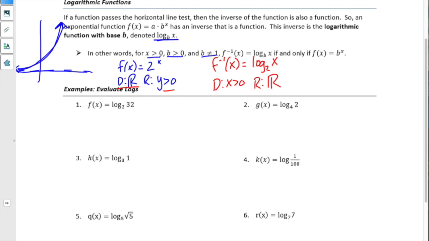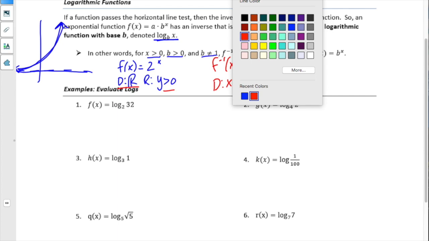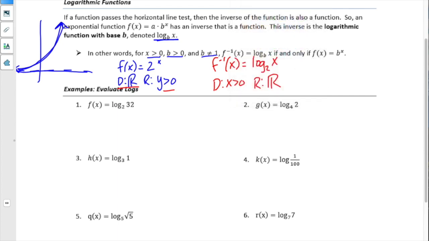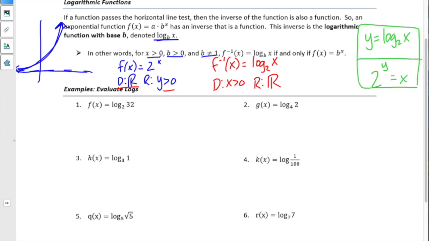Now, what's really, really important for you to know in this section is what I'm about to put way over here. So we have y equals log base 2 of x is the exact same thing as having 2 to the y power equals x. These two things are interchangeable. One is in log form and one is in exponential form. If you can figure out how to switch from one form to the other, that's going to make this entire chapter really, really easy. This is super important, so I'll put some stars around it.